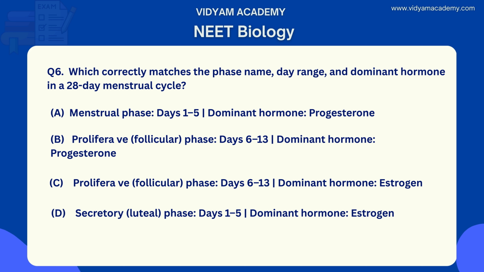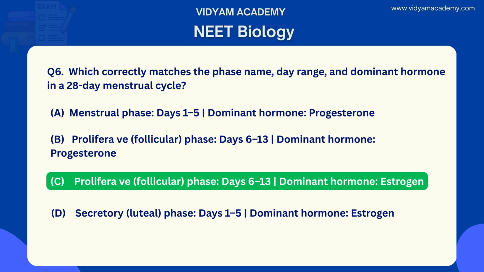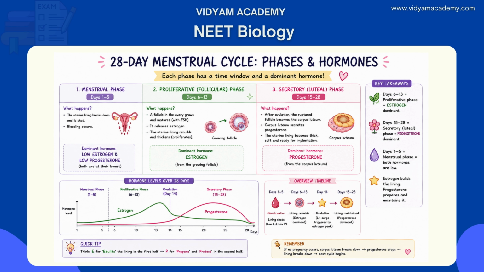What is the answer? Your time starts now. Yes. Answer option C. Why? Let's see the explanation. During days 6 to 13 of the menstrual cycle, a follicle inside the ovary grows and matures under the influence of FSH.